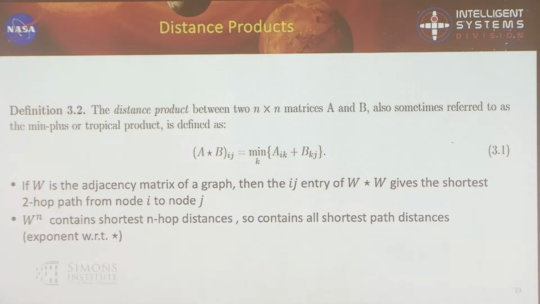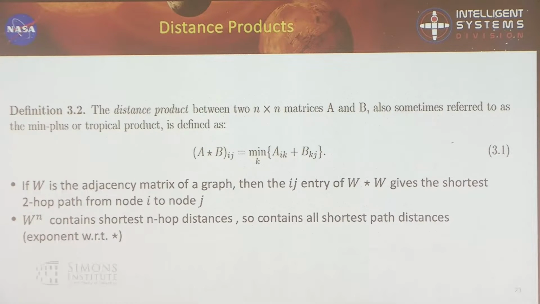And if W happens to be the adjacency matrix of a graph, then the ijth entry of the distance product of W with itself gives the shortest two-hop path from node i to node j. And then W to the n will contain the shortest n-hop distances. So it will tell us all the shortest path distances in an n node graph.